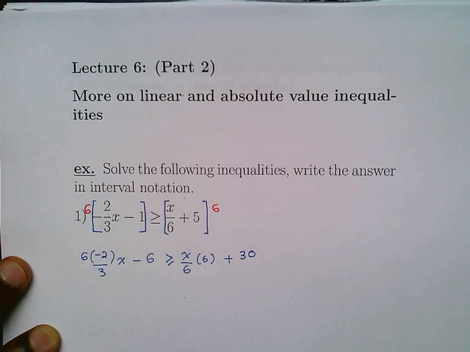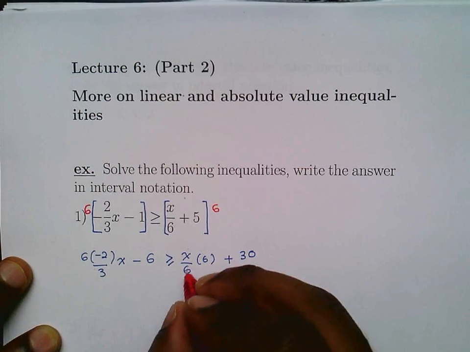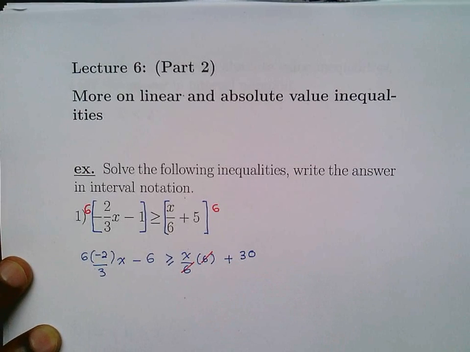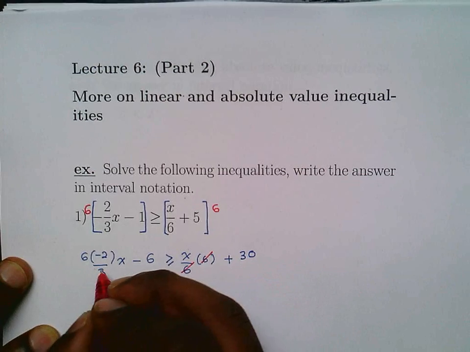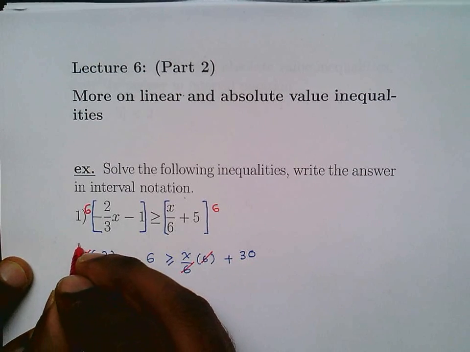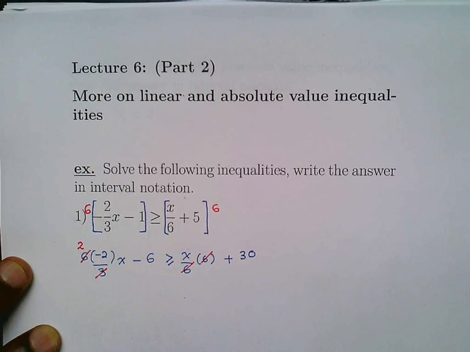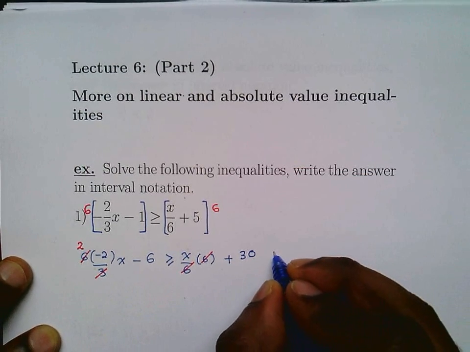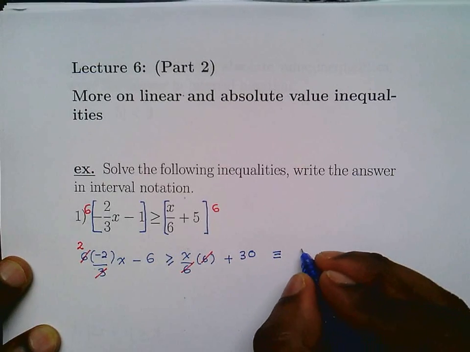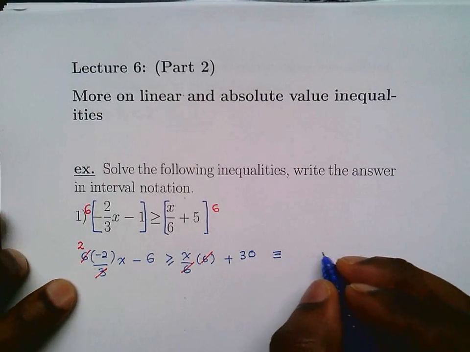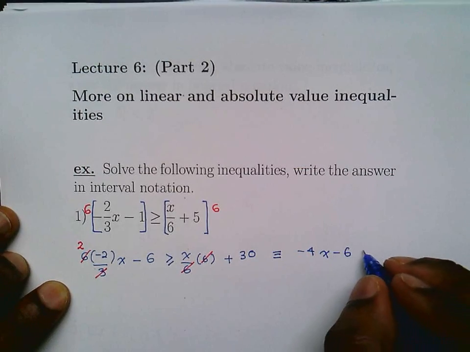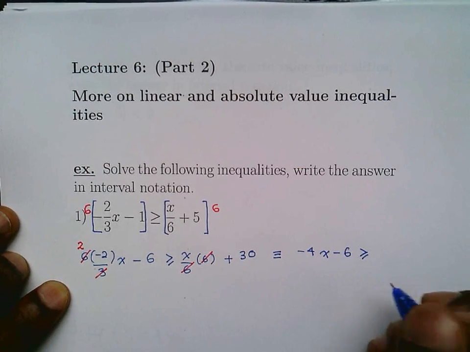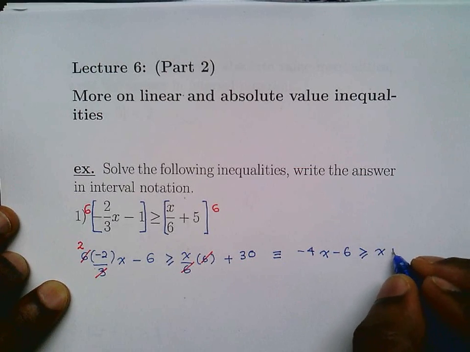Okay, now in here you can just cross this off because that's the same number, and 3 and 6 would go off, and 6 is 3 times 2, so we will have 2 remaining. So at the end you get the same inequality, but here 2 times negative 2, that would be negative 4x minus 6 is greater than or equal to x plus 30.